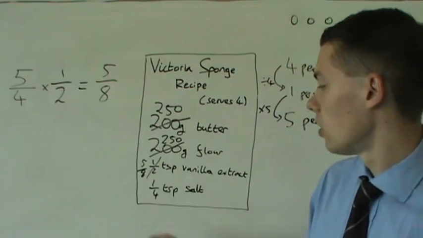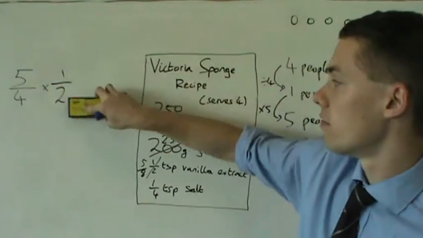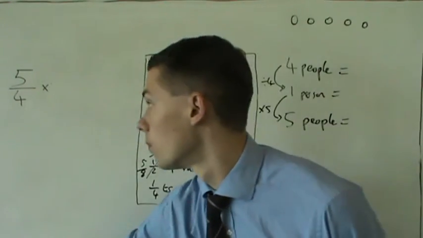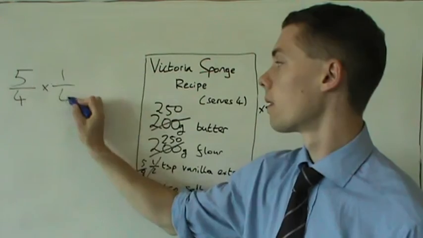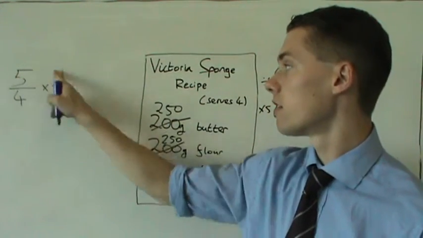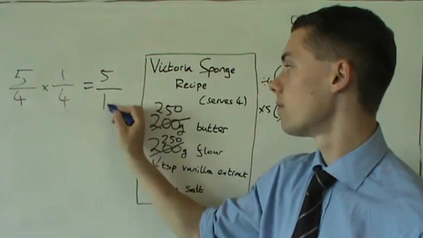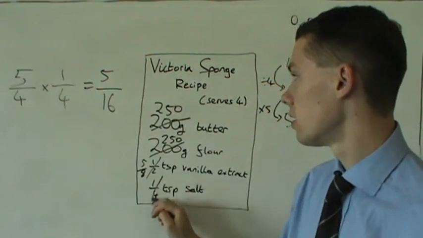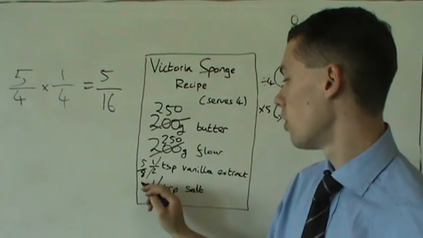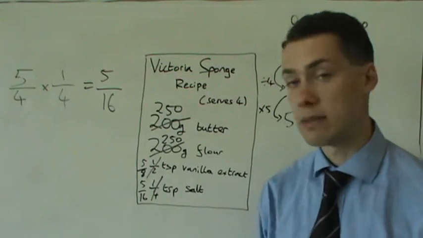And then finally, 1/4 of a teaspoon of salt times by 5/4. So again, multiplying two fractions together, top times top, 5 times 1 is 5, 4 times 4 is 16. So we'd actually need 5/16 of a teaspoon of salt. And this is my final answer.